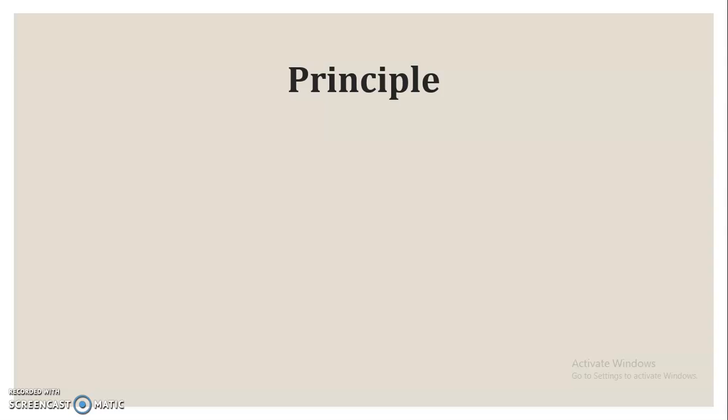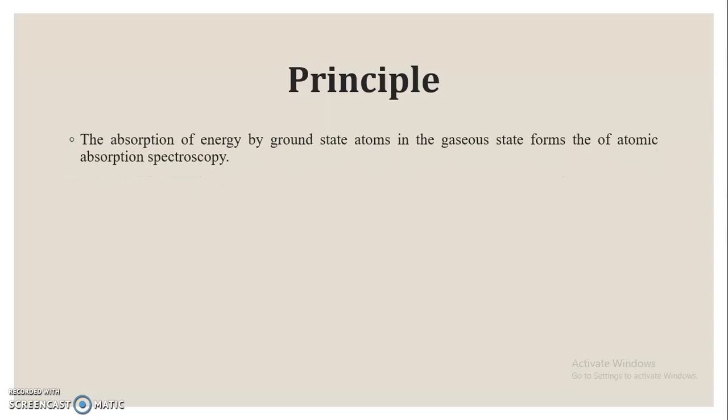Then we will see the principle involved in atomic absorption spectroscopy. The absorption of energy by ground state atoms in the gaseous state forms the basis of atomic absorption spectroscopy. If you remember, in flame emission spectroscopy, we saw that elements present in the ground state, if they absorb a certain amount of energy, will be excited and go to the excited state, where they will not stay stable because of the energy, and they will try to come back to the ground state to get a stable form. While coming back to the ground state, they emit a certain amount of light, which is known as a photon. The determination of this emitted light is the basis of flame emission spectroscopy. In contrast to that, absorption of energy by ground state atoms in the gaseous state forms atomic absorption spectroscopy.